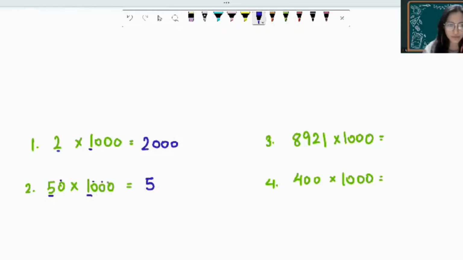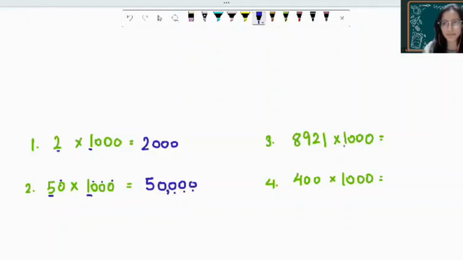1, 2, 3, 4. So let's put 4 zeros. Now how do we read this? Just count 1, 2, 3 and put a comma over here. It gives you 50,000.